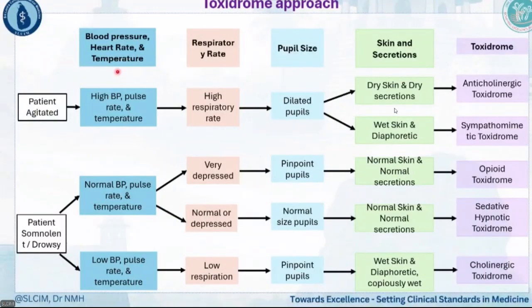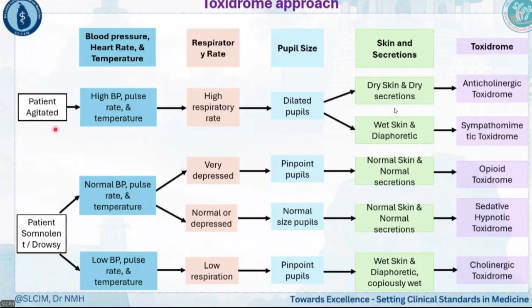So you look at the blood pressure, pulse rate and the temperature and the respiratory rate, and then look at the pupil size. Up to here it's the same. All right, so with dilated pupils, the only thing that we can use to differentiate between the anticholinergic toxidrome and the sympathomimetic toxidrome is the skin secretion. If it is dry skin and dry secretions, then it points towards the anticholinergic toxidrome. And if the skin is wet and diaphoretic, as the patient is in a fight and flight mode, then it's a sympathomimetic toxidrome. So you can easily differentiate between the two.